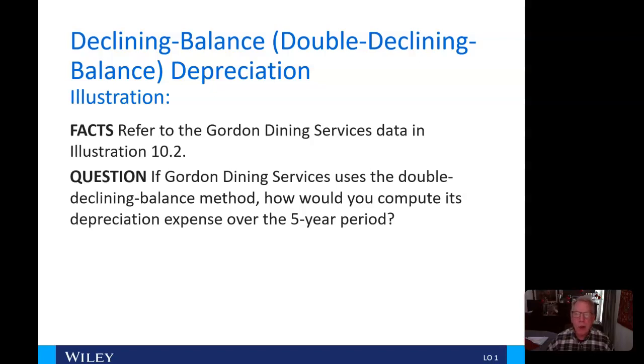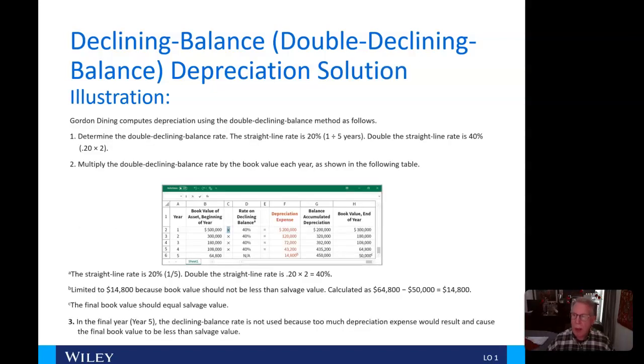Here, our old friend Gordon Dining Services uses the double declining balance method. So how are you going to compute the depreciation expense over that 5-year period? Well, here's how we would do it. We're going to start by knowing that the straight line rate is 20%. That's 100% divided by the 5 years, right? So that's going to be 20%. We double that to get the double declining rate of 40%.